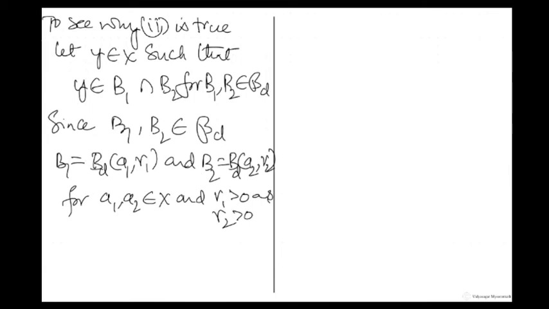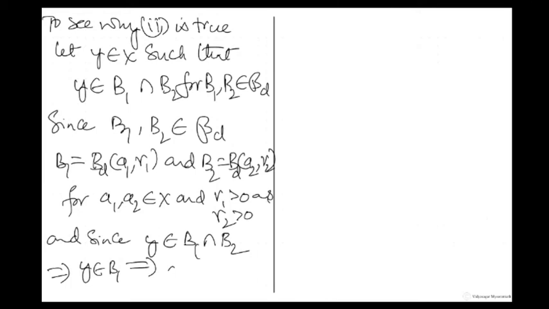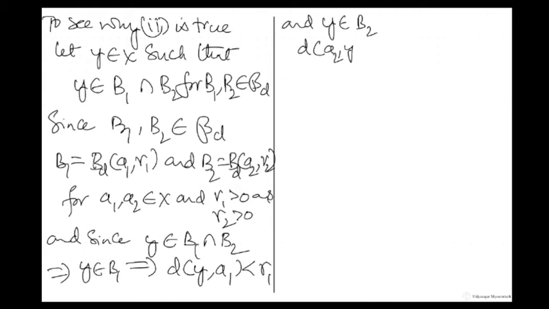Okay, and since y belongs to B1 intersection B2, this implies y belongs to B1. That in turn means the distance between y and a1 is less than r1. And since y belongs to B2, the distance between y and a2 is less than r2. I'm just using the definition, that's it.